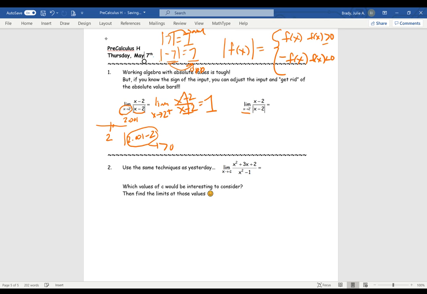Now, if you're coming from the other direction, you're at 2 and you're coming from the left, you're looking at numbers like 1.999. And that minus 2 is a negative number. So if you're super close to 2 but to the left, this part is negative. And so the way you adjust if the input to absolute value is negative is you take the opposite. So we need the opposite of x minus 2. And the numerator is x minus 2. But these guys reduce, and we get the limit as negative 1.